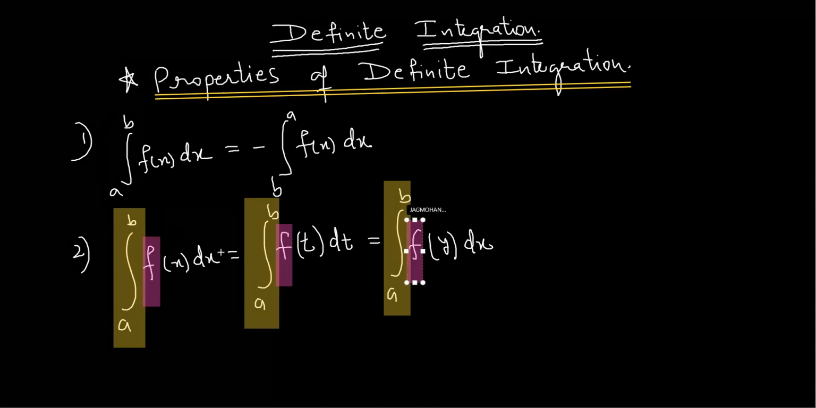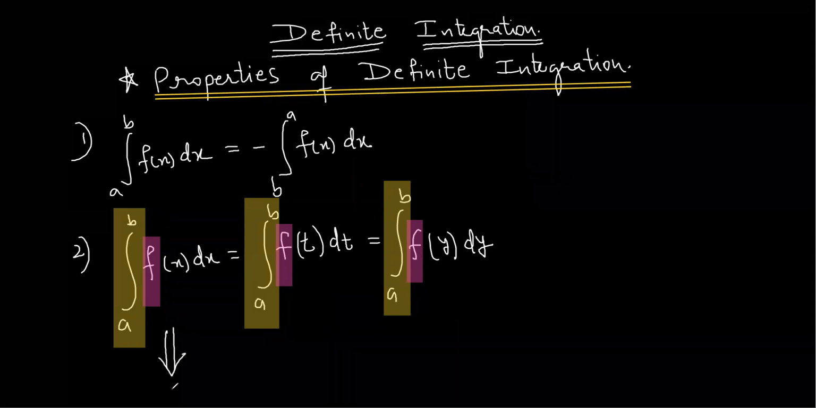Am I changing the interval? No. Am I changing the function? No. So if I want, I can change the variable. Here it should be y, not x. So I kept the interval the same and I kept the same function. I could change the variable. So a to b f of x dx will be the same as a to b f of t dt, which is the same as a to b f of y dy.